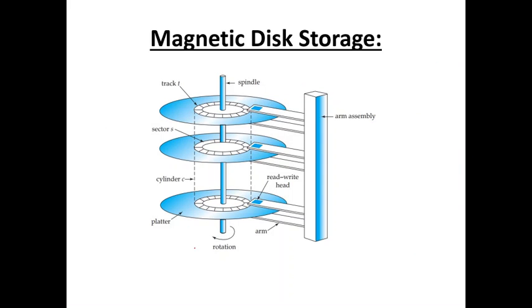So this is the internal structure of any magnetic disk. All these disks are called platters. They are fit on a single holder called the spindle, and all these platters have two surfaces. Both surfaces we can read. So this surface we can, and the below surface also we can read.